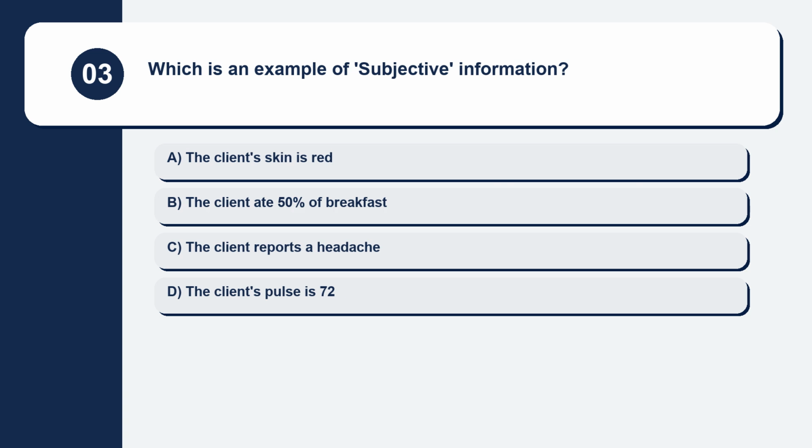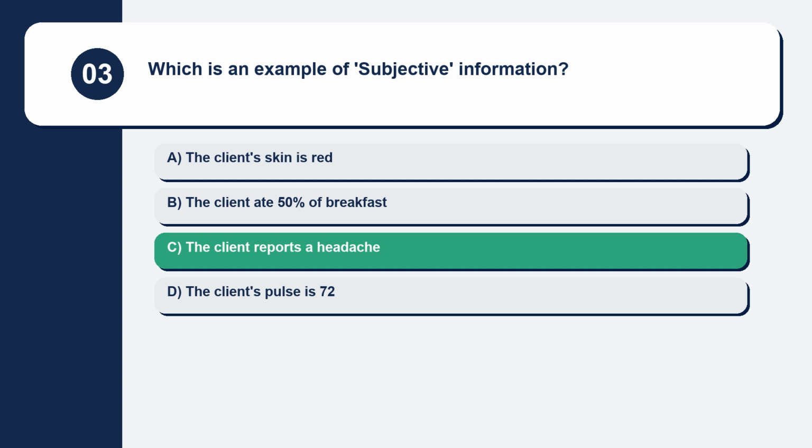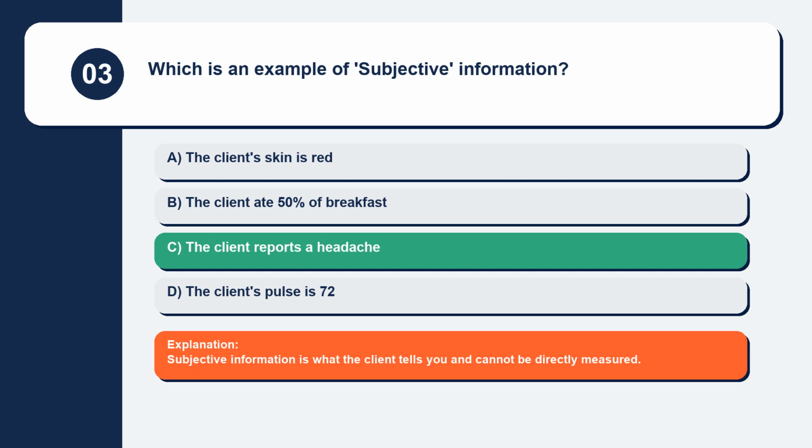Question 3. Which is an example of subjective information? The client's skin is red. The client ate 50% of breakfast. The client reports a headache. The client's pulse is 72. Subjective information is what the client tells you and cannot be directly measured.